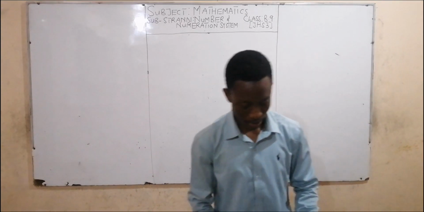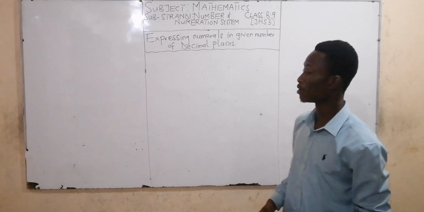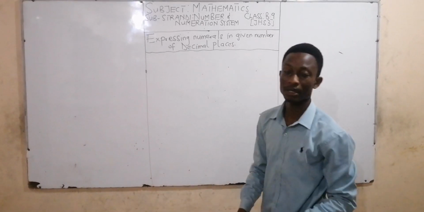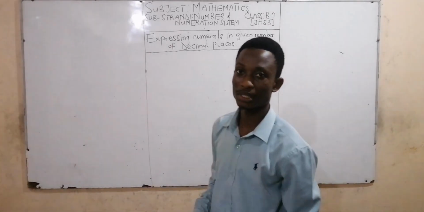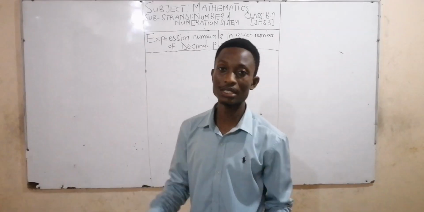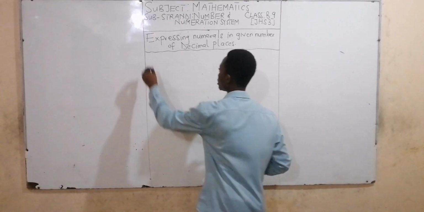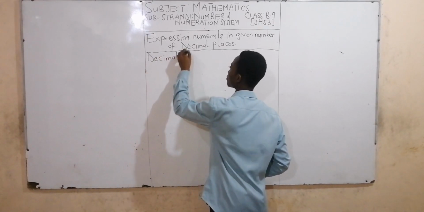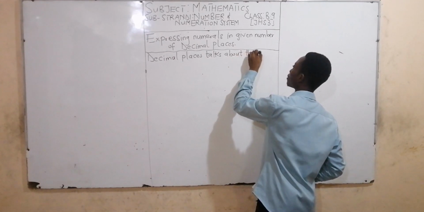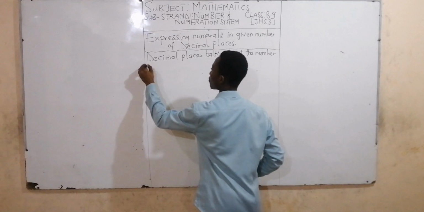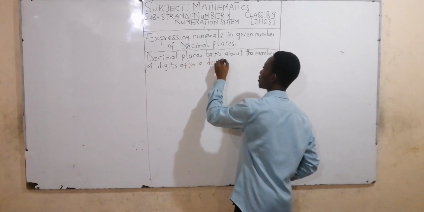Good. So we are going to look at expressing numerals to a given number of decimal places. That will be the first. Expressing numerals in a given number of decimal places. Now, when we say decimal places in any number, decimal places simply talk about the number of digits after a decimal point. Basically, that is what decimal places talks about. Decimal places talks about the number of digits after a decimal point.